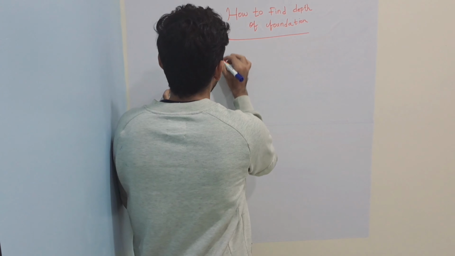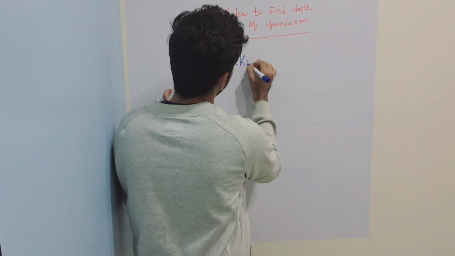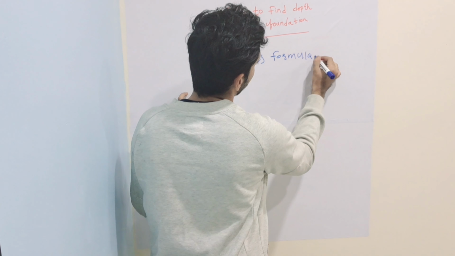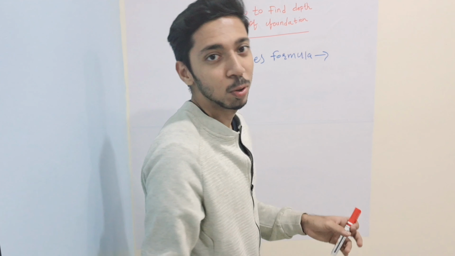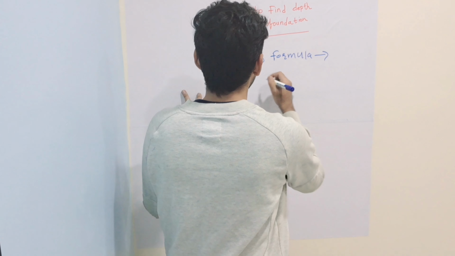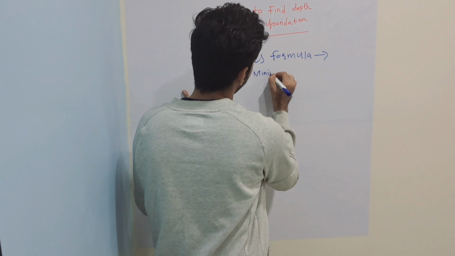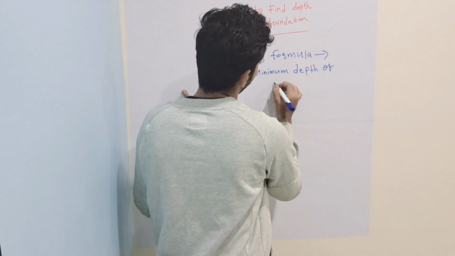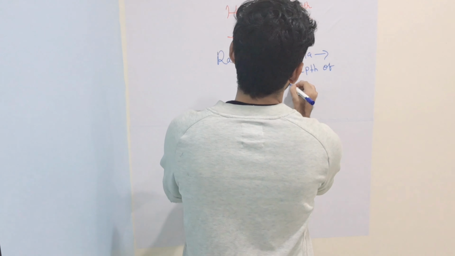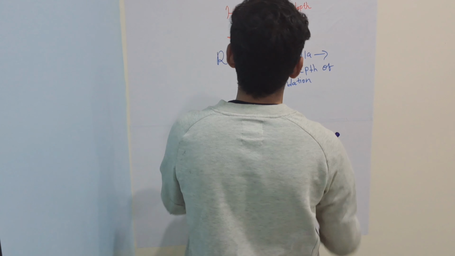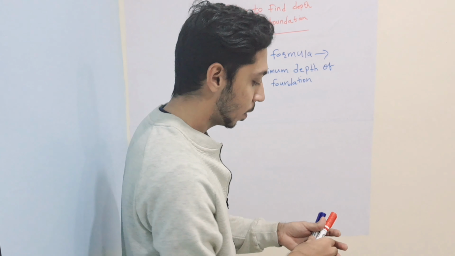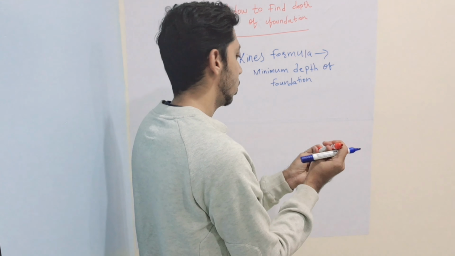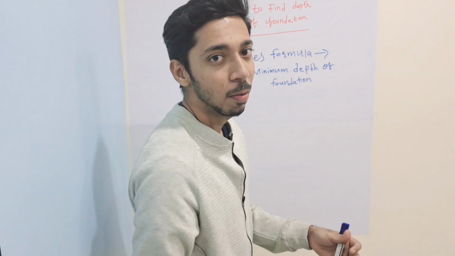So Rankine's formula is used to determine the minimum depth of foundation. Clear? Now let me write down the formula.